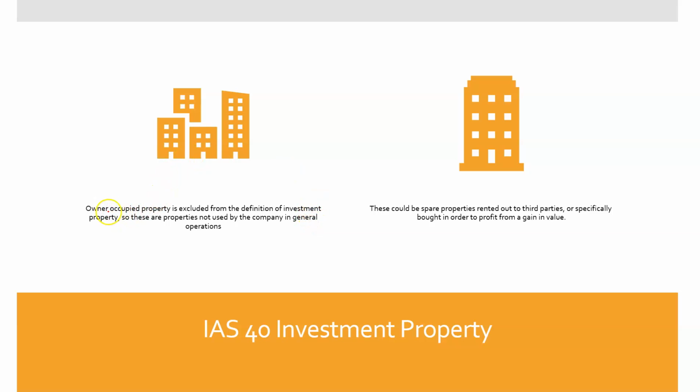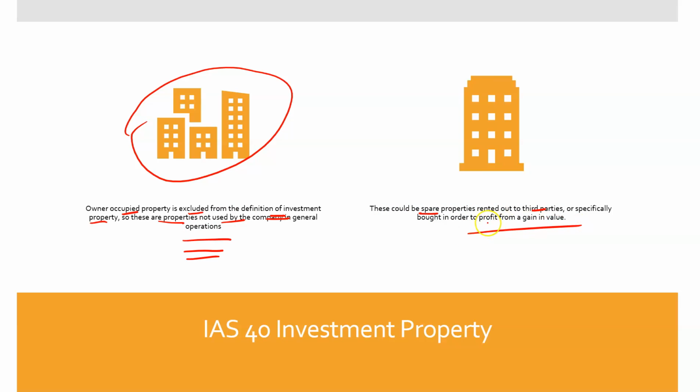Typically, if you own the property and you're using it for your daily business, owner-occupied property is excluded from the definition of investment property. So these are properties that are not used by the company in general operations. It could be spare property rented out to third parties or specifically bought in order to profit from a gain in value. That's the key point.